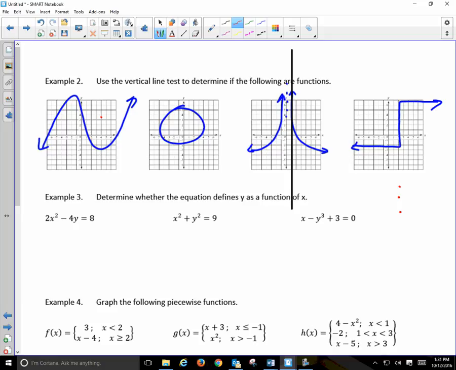And then this last one here, how about this one? Yeah, it definitely falls apart right there. That's definitely a vertical line, right? Okay, so we have no, I'm sorry, yes, no, yes, and no.